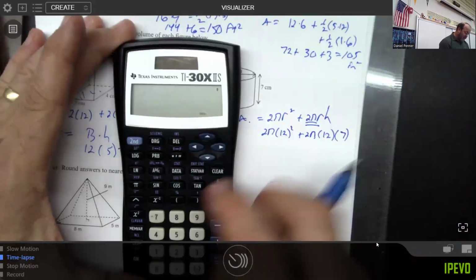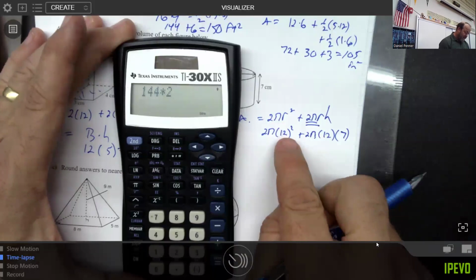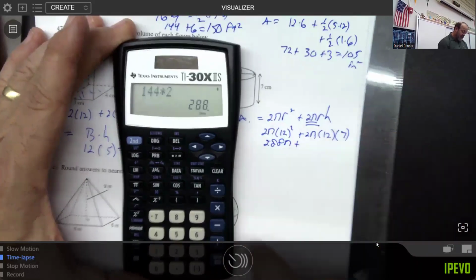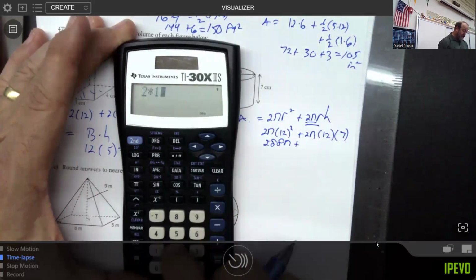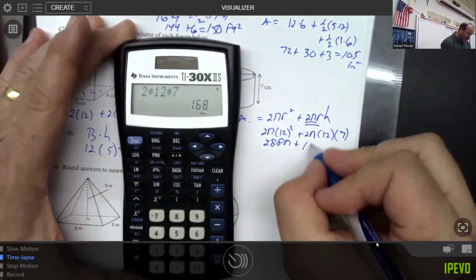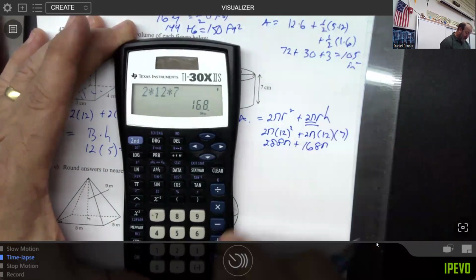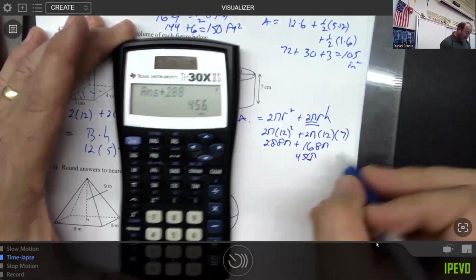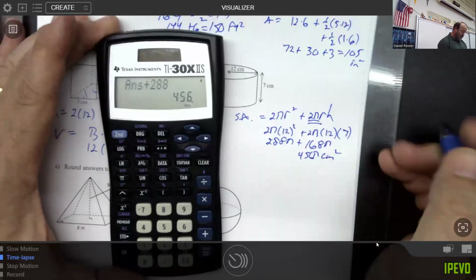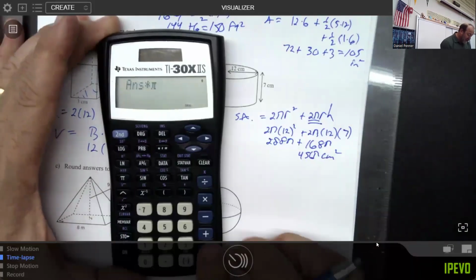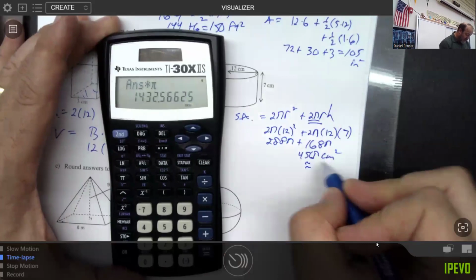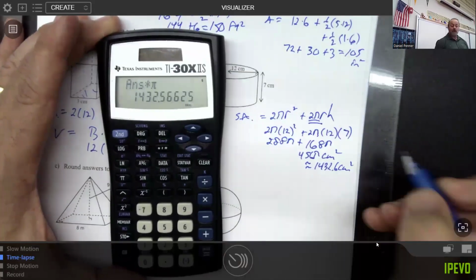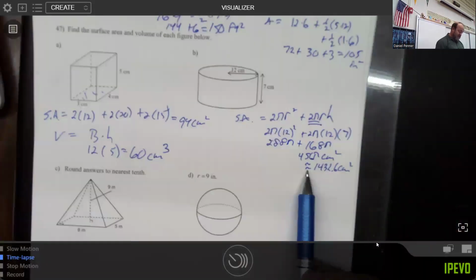144 times 2, because 12 squared is 144, so I got 288 pi. And over here, 2 times 12 times 7 is 168 pi. Add that to the 288, and we have 456 pi centimeters squared, which of course we could say that way, or we could say it is approximately 1,432.6 centimeters squared. Notice that I did the little approximate symbol.